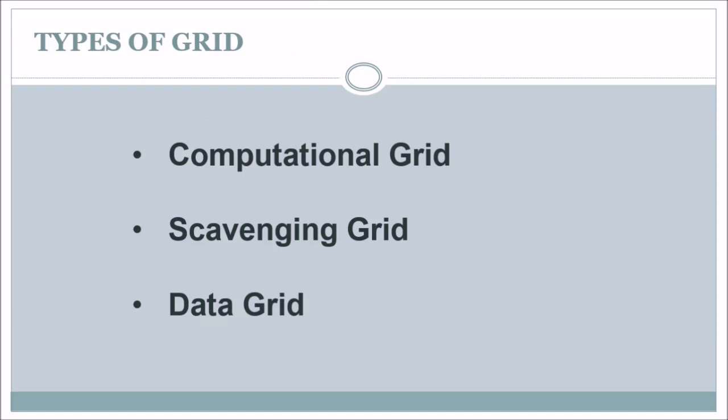There are various types of grid. I'm going to give you an idea about types of computing also. So first, let us see what are the types of grid which are available, and these are broadly divided into three types. First type of grid is the computational grid. Second is your scavenging grid. Third is your data grid.